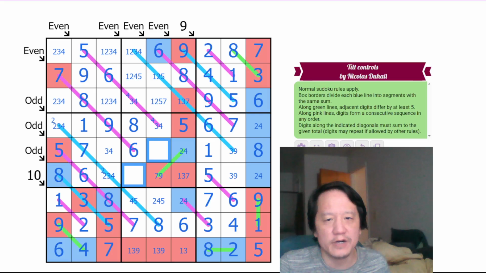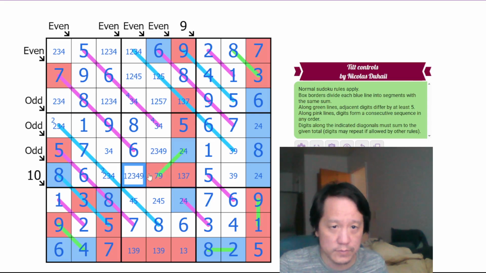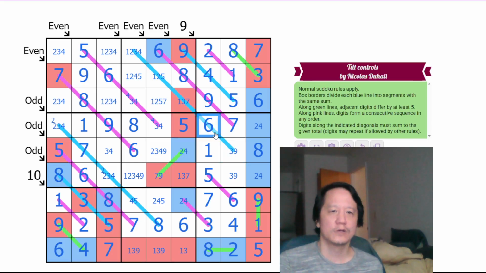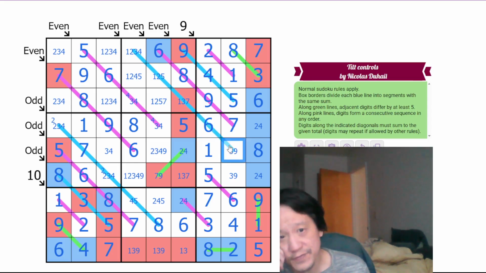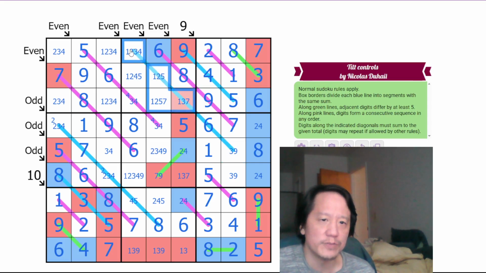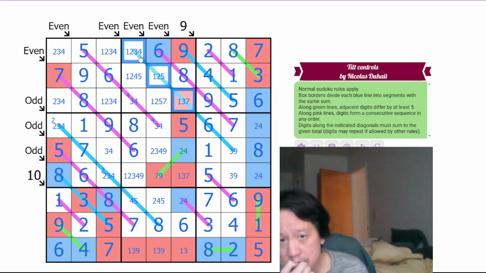Remaining digits in box 5, we have 1, 2, 3, 4, 7, and 9. No 7 here, no 7 here because of 7 in the row and column. No 1 here because of 1 in the row. Okay, 6 and 9 adds up to 15. So to add up to 15 here would have to be 3, 5, and 7. Which could work.